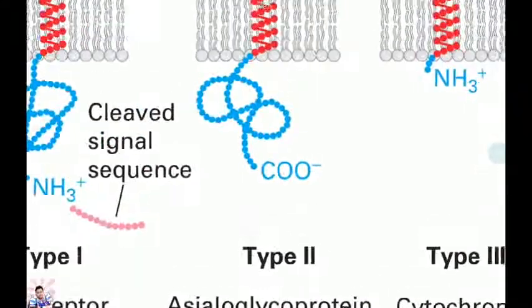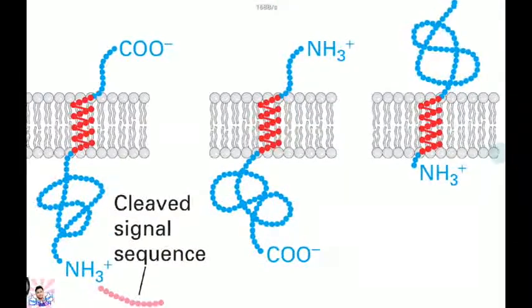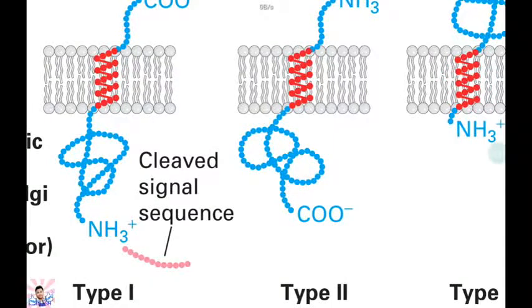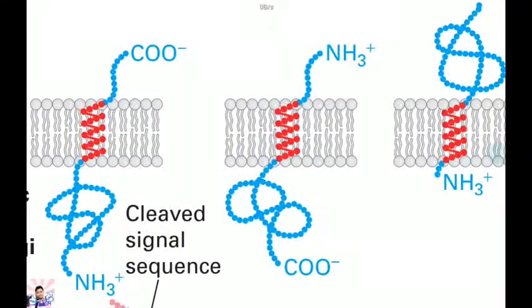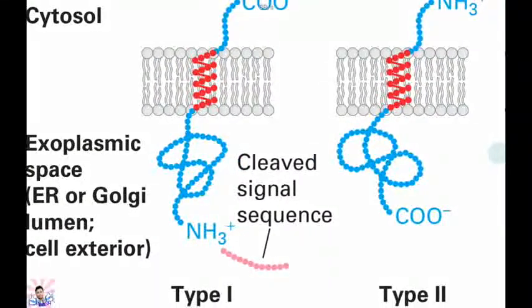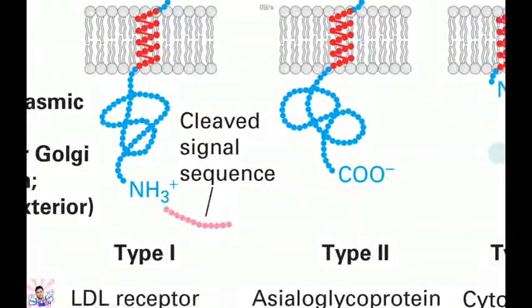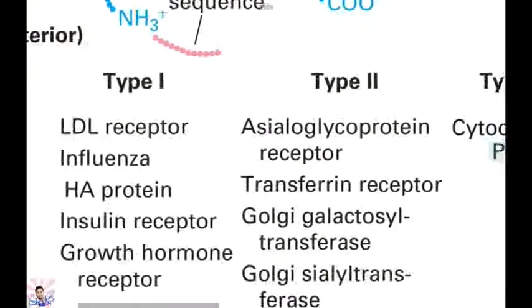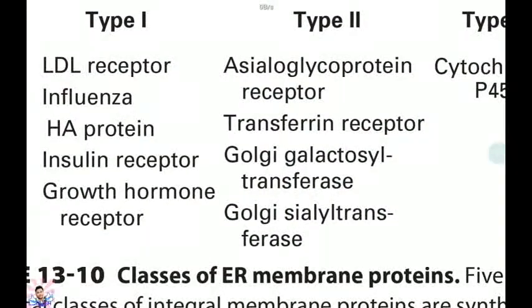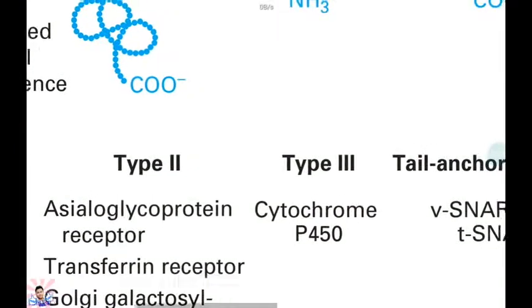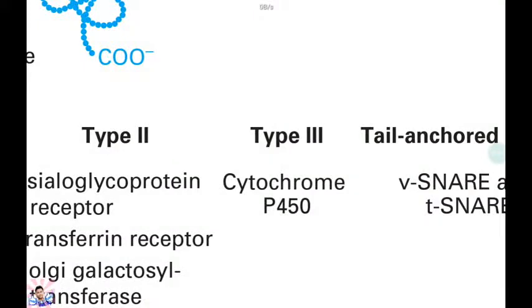Well, let's talk about type 2. Before discussing type 2, what's the basic difference? As you can see here, there is no cleavable signal sequence, and another difference is that the amino terminal or N-terminal region is towards the cytosol, and the carboxyl terminal is towards the exoplasmic face. This is the basic difference. And what are the locations of this type? Mainly Golgi glycosyltransferase, Golgi galactosyltransferase, and the transferrin receptor, and also an LDL-like protein receptor. Cytochrome P450 is an example of type 3.